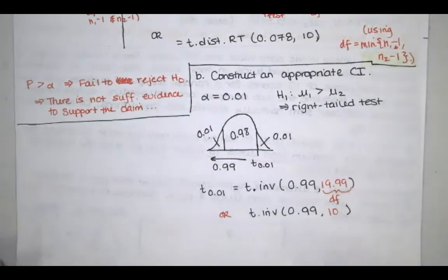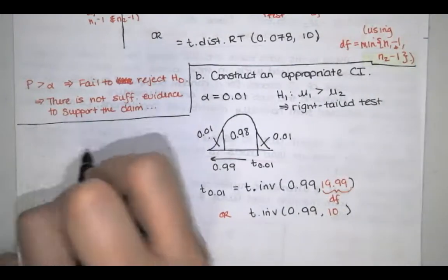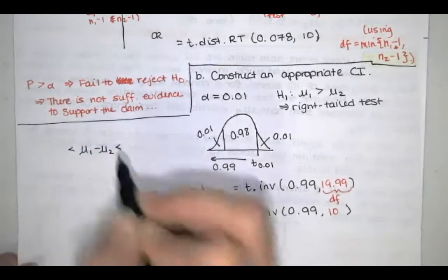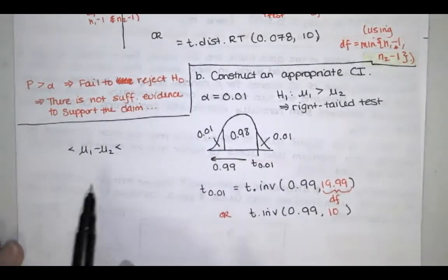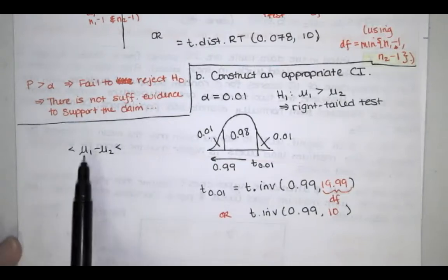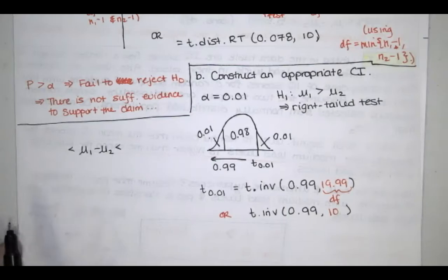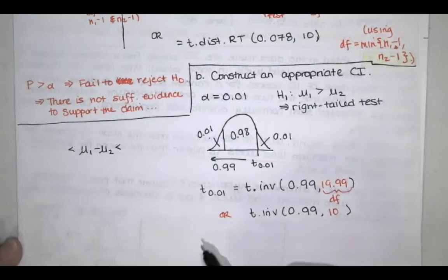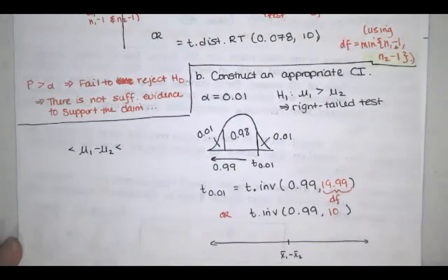Now, remember, we're constructing a confidence interval, and the confidence interval looks like this. We want to know what is the range of values that mu sub 1 minus mu sub 2 may take on. What is a confidence interval estimate for this difference between these two population means? Well, in order to find those, we need a point estimate of mu sub 1 minus mu sub 2. That's given by x sub 1 bar minus x sub 2 bar.